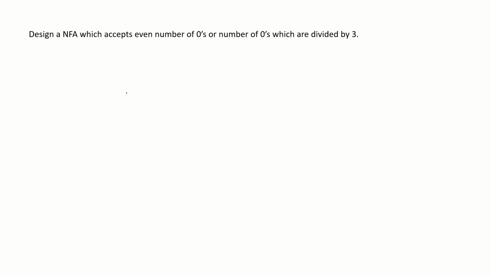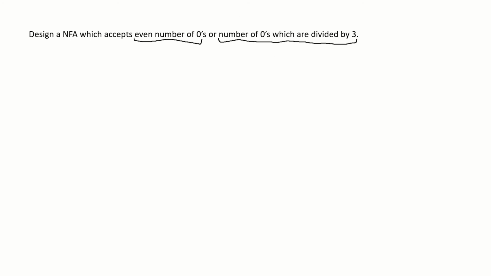In this video, we are going to design a NFA which accepts all the binary strings having even number of zeros or number of zeros divisible by 3. So to design this NFA, we will at first build two individual NFA, one for even number of 0 and another for number of 0 divisible by 3. And then we will combine those two NFA to have the single NFA accepting both of these cases, right?